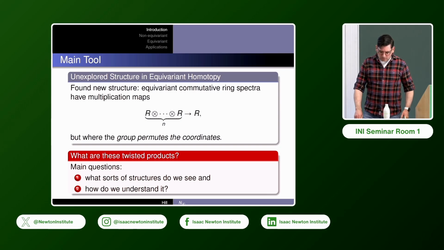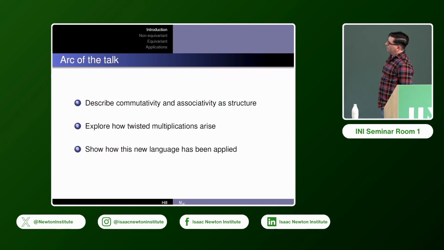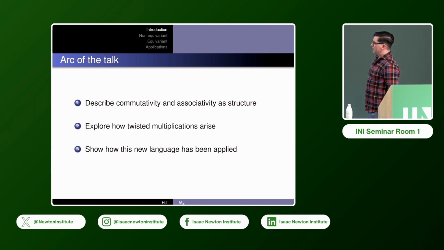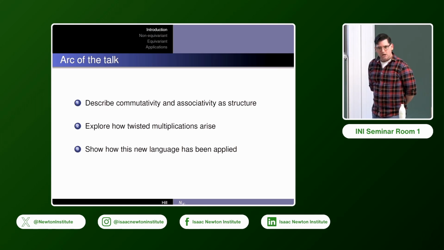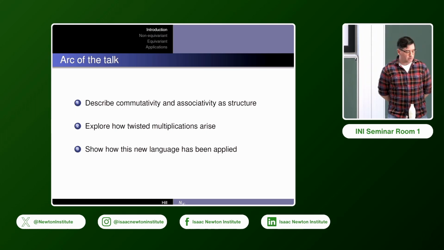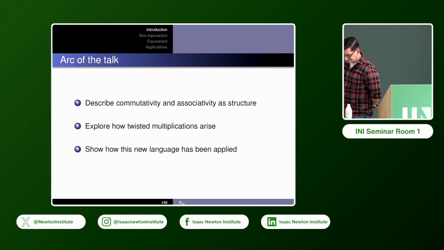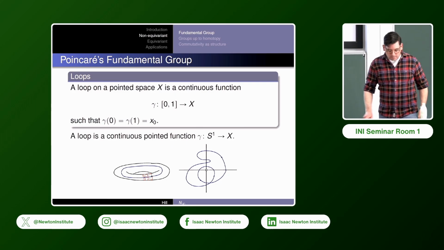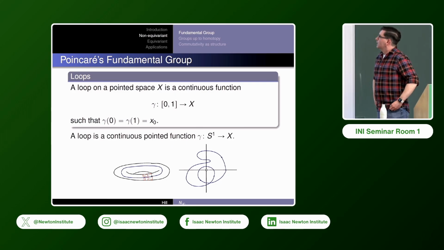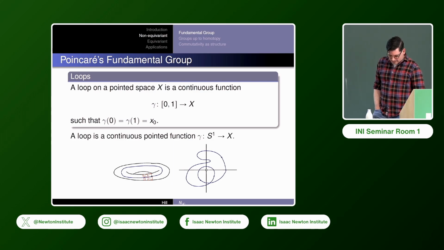And so what I want to do at this point is move out of this introductory period and into something more, let me give a little more history. Let me talk a little bit more about how I can think about commutativity and associativity and twisted multiplications, and then I'll return to applications. All right, so back to history. I'm going to actually start with work of Poincaré in the 19th century.